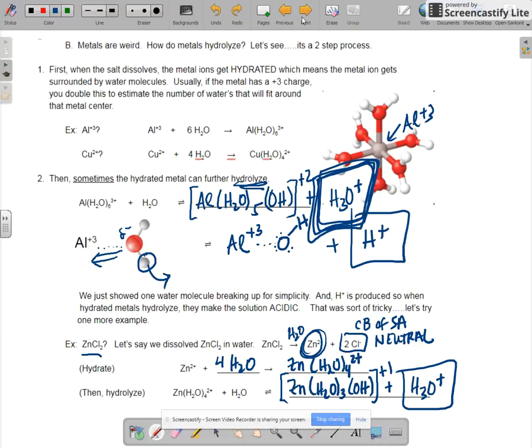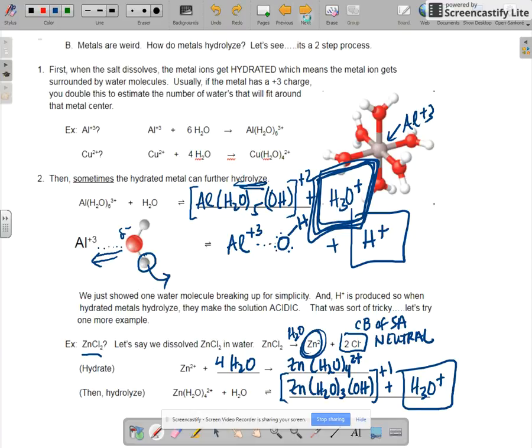Now, last thought about metals. All metals can be hydrated, but not all metals can undergo hydrolysis. And it's pretty simple. It's all about this charge. You have to have a pretty big charge to be able to attract that O strongly enough so that this bond does get weakened and that H can pop off.